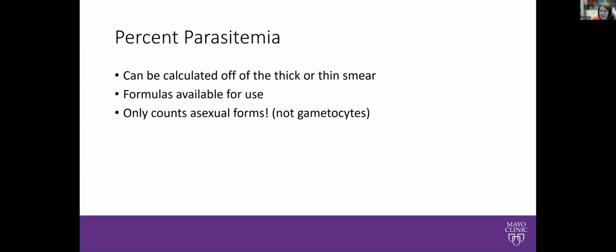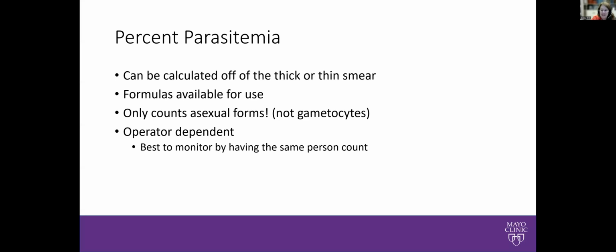Now, when you're doing this, you only count the asexual stages. You do not count the gametocytes, because the gametocytes are not infectious to humans. It can be operator dependent. It is subjective. You want to make sure you're counting in the right area of the film. And so it's best to monitor, if you can, by having the same person perform the red blood cell counts. You're going to get more standardized results that way.